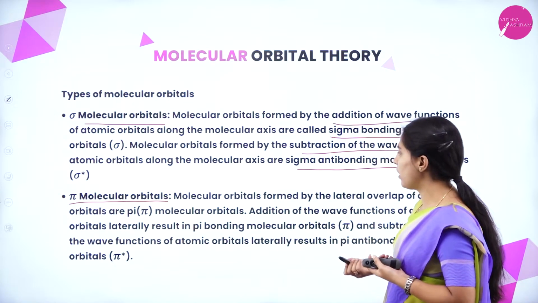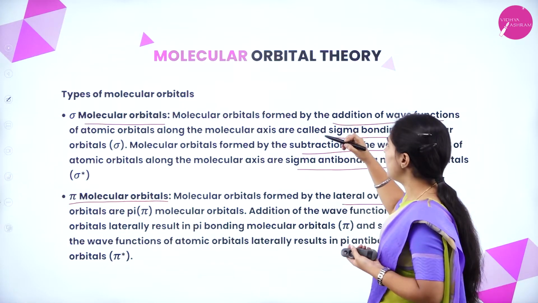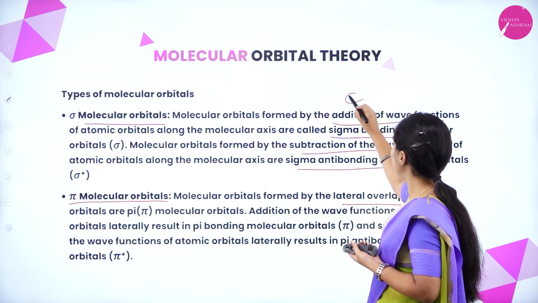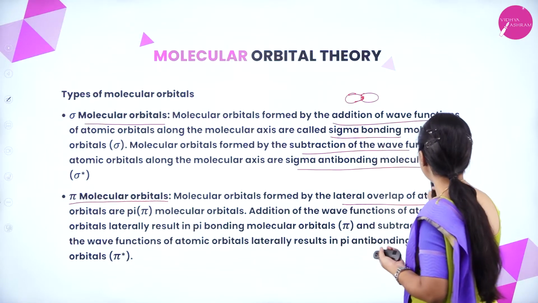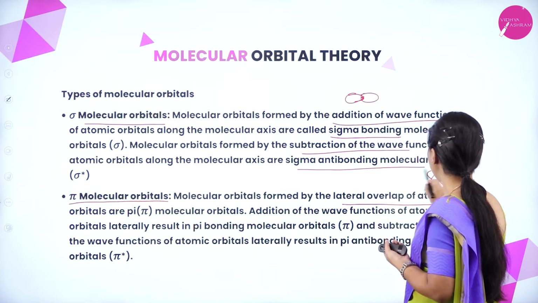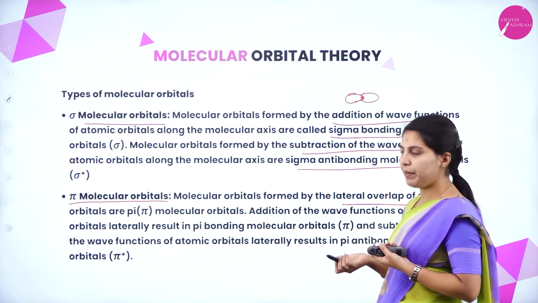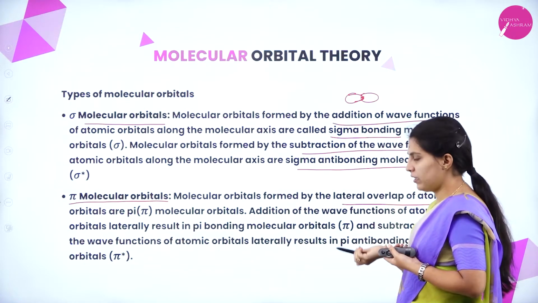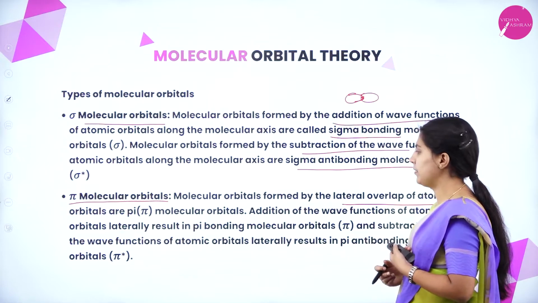The pi molecular orbital is formed by lateral overlap. Here the axial overlap will be seen, but here the lateral overlap can be seen. Same thing: if the addition is taking place, that is normal pi overlapping. If the subtraction is taking place, that is pi star overlapping.